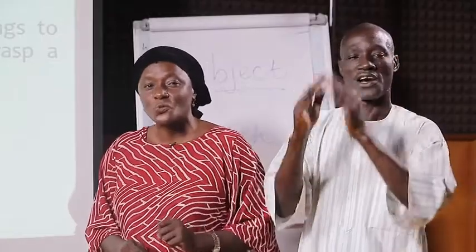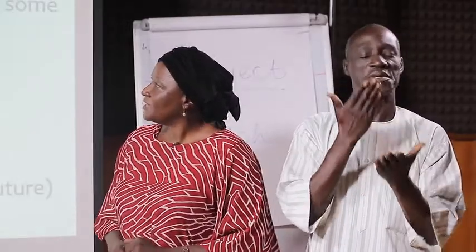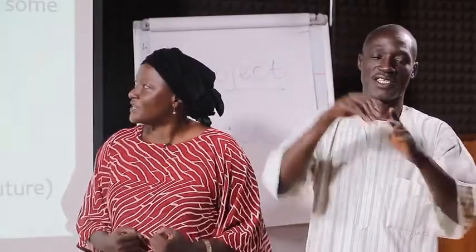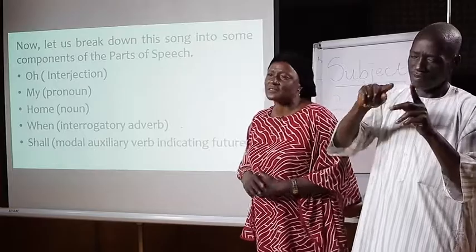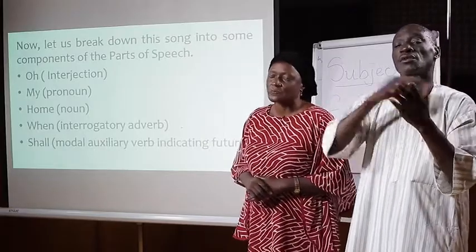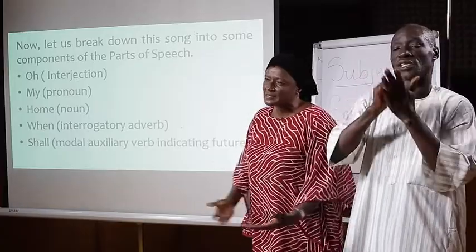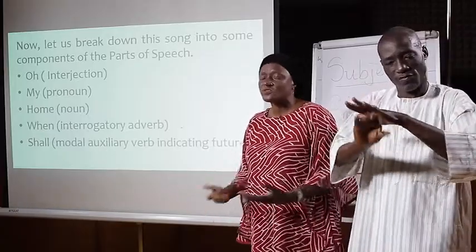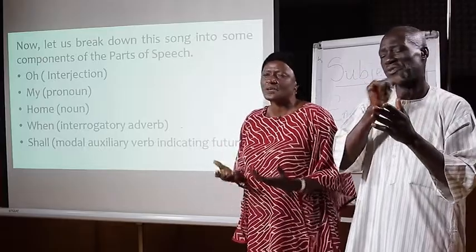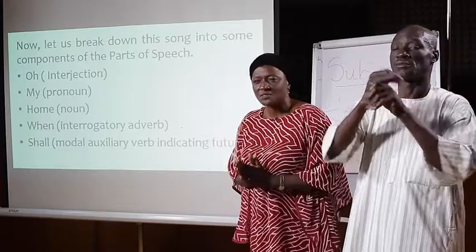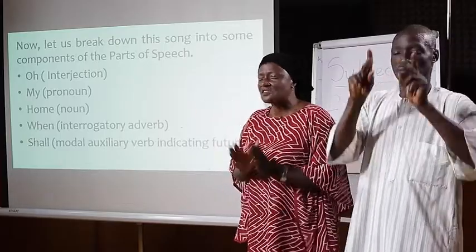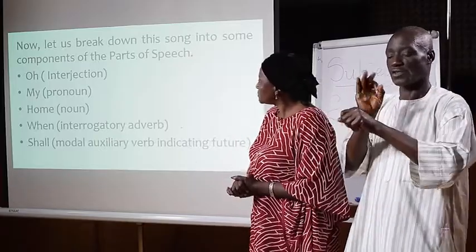Now, this song rings a bell. It's a household song. Every school child, at one point or the other, must have come across this song. Now, let us break down this song into some components of the parts of speech in English. Remember, from the very beginning of this program, our first topic was parts of speech. That is the basis of English learning. Without the parts of speech, you may not be able to interpret other aspects of the English language. Why is it so? Because the parts of speech is made of words that perform different functions, different times, different places. So let's break down the song.